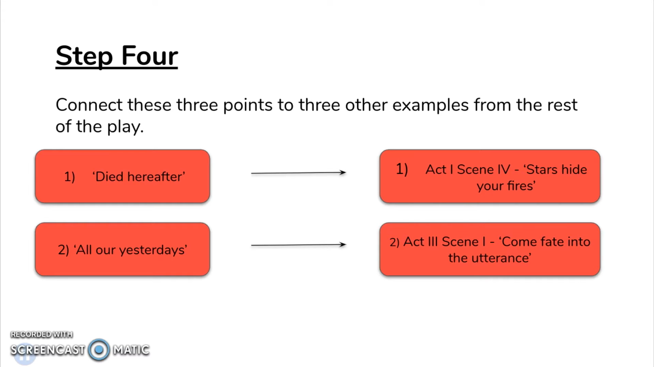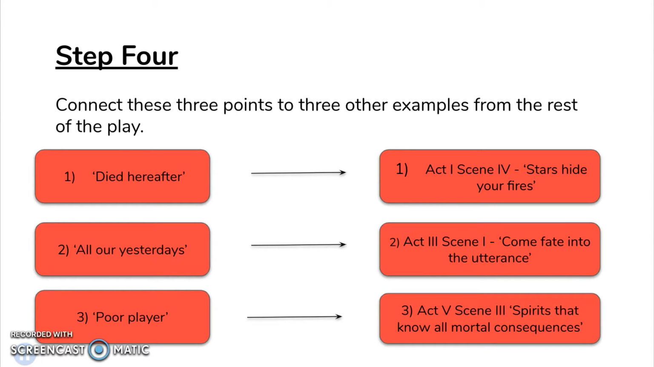And then finally, with poor player, I'm going to connect that to Act 5, Scene 3, when he talks about the spirits who know all mortal consequences. That is the part just before the extract we've been given, where he is almost boasting about how he's indestructible, because that's what the witches have said. These are the spirits who know all mortal consequences, i.e. they know everything about humankind, and they have said this, okay? So he thinks at that point his destiny has been foretold in a certain way. He is yet to realise that he has had this trick.